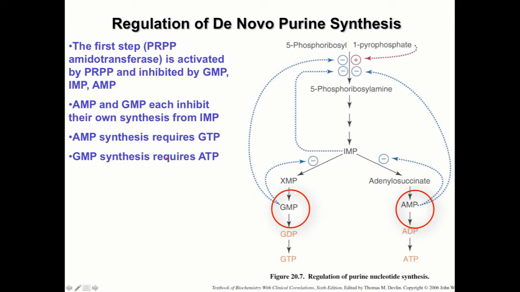And in addition, not shown on this slide, the synthesis of AMP requires GTP, and the synthesis of GMP requires ATP. This is important because having purines requires having a balance between the 2 nucleotides. Of course, RNA and DNA have all 4 nucleotides in them, so it's not good enough just to have one. You have to have all 4, and they have to be present in the proper balance.